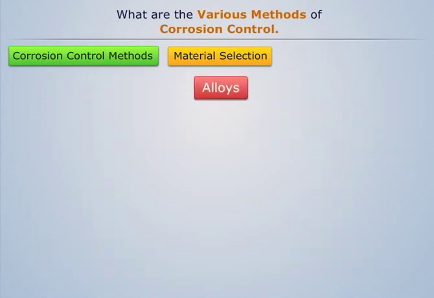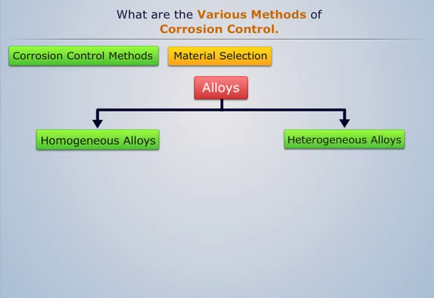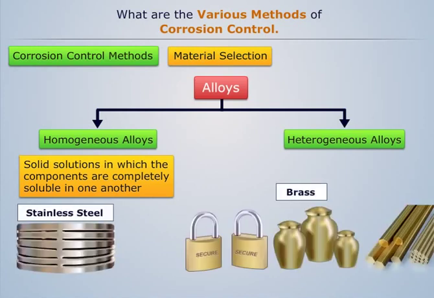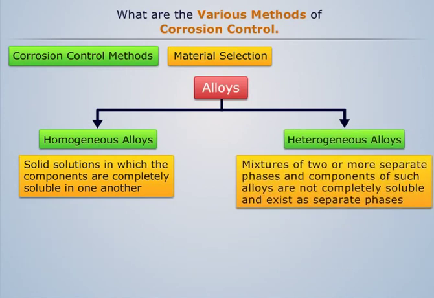Basically, alloys are mixtures of 2 or more metals, and there are 2 types of alloys: homogeneous alloys and heterogeneous alloys. Homogeneous alloys are solid solutions in which the components are completely soluble in one another. Stainless steel, brass are examples of homogeneous alloys. On the other hand, heterogeneous alloys are the mixtures of 2 or more separate phases, and components of such alloys are not completely soluble and exist as separate phases.